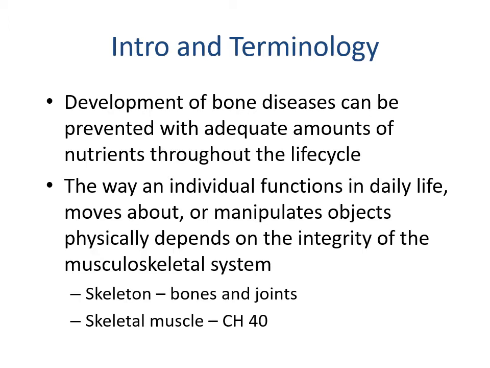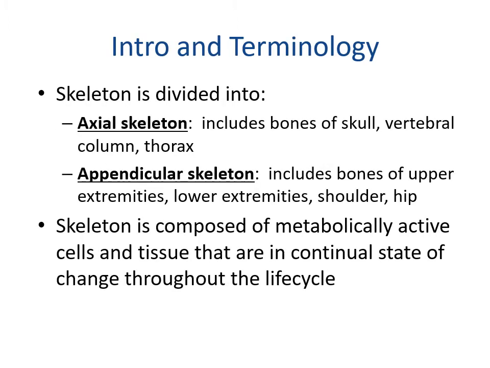So we're focusing on the skeleton, looking at bones and joints, but then chapter 40 also has information on the skeletal muscle. The skeleton is divided into two components. We have the axial skeleton, which is the skull, vertebral column, and thorax. And then we have the appendicular skeleton, which includes bones of the upper extremities, lower extremities, shoulder, and hip.